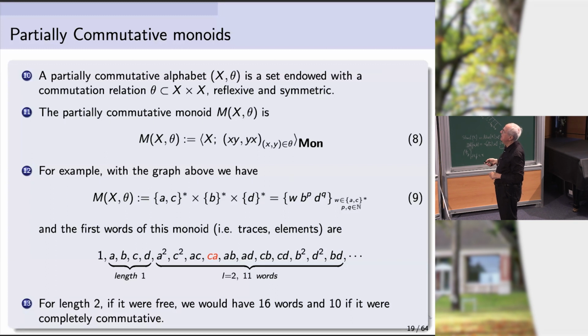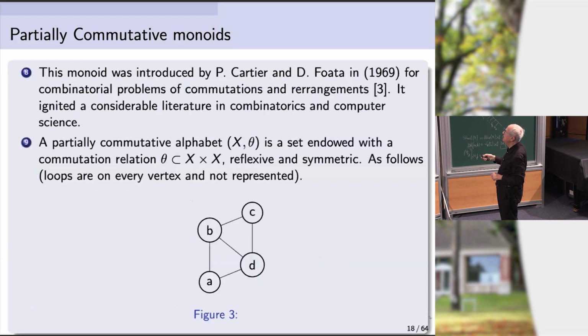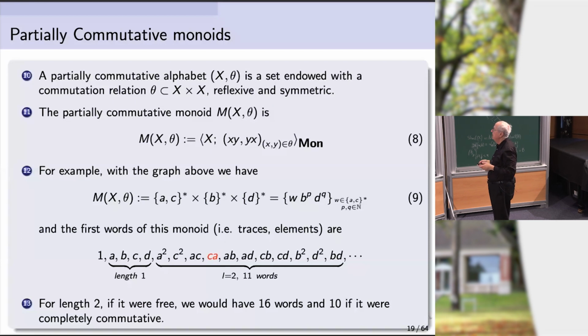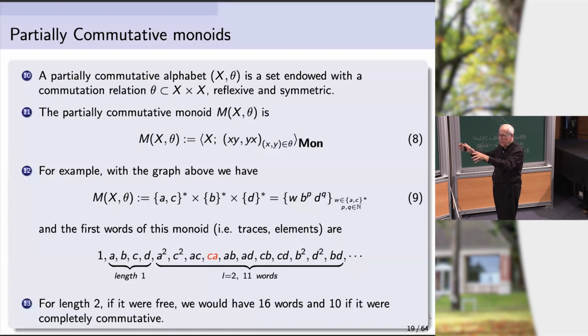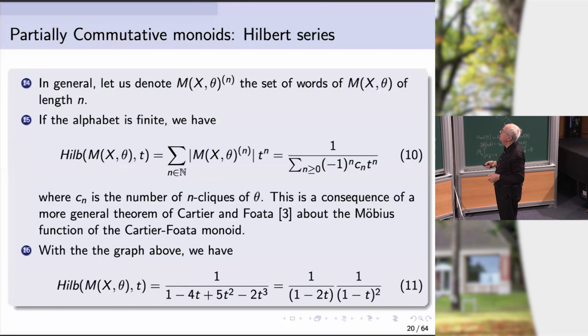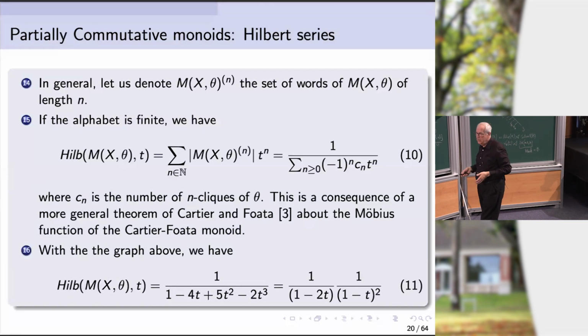So if you want to count the words for this partially commutative alphabet, you enumerate the words like that, and you have AC and CA because A and C don't commute. And it makes 11 words of length 2. If it were totally free, as we have four generators, it would be 16. And if it were completely commutative, it would be 10. So we have an important structure, called the Cartier-Foata monoid.